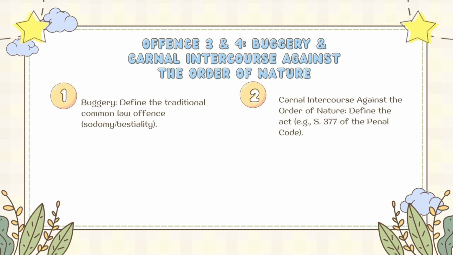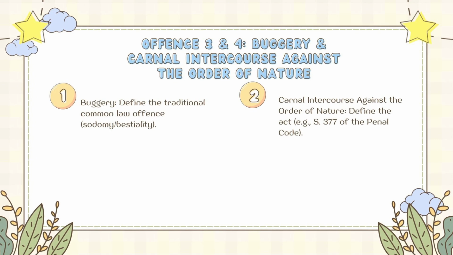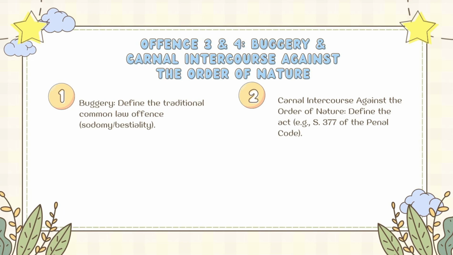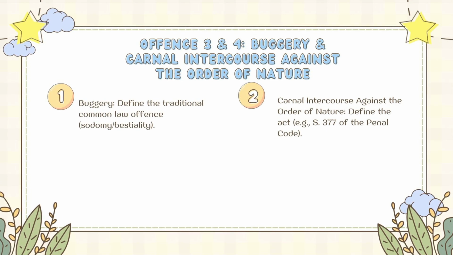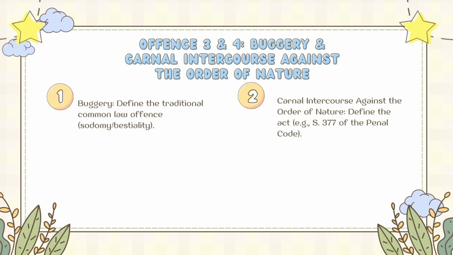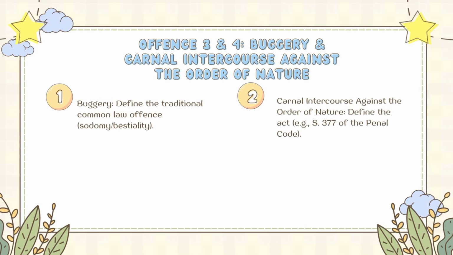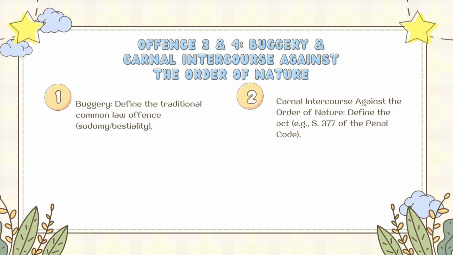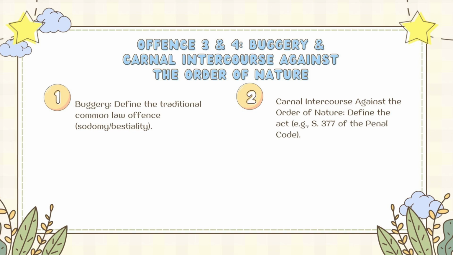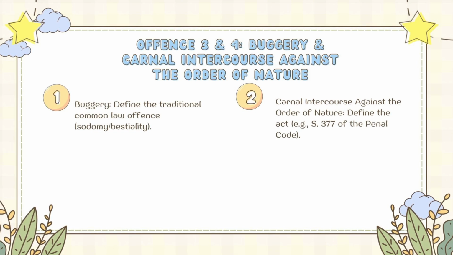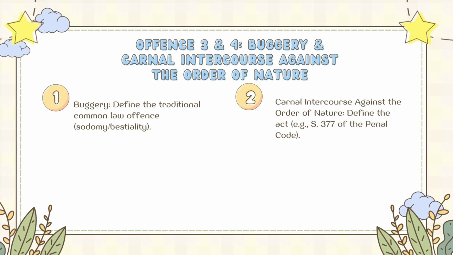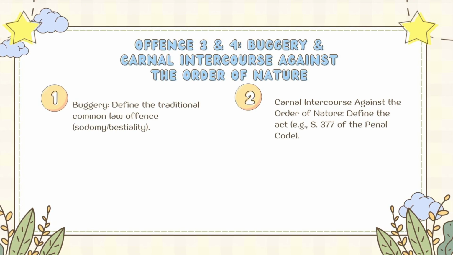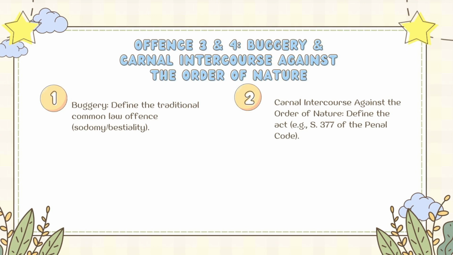Now, I'll move on to offence 3 and offence 4, which are buggery and carnal intercourse against the order of nature. So first, buggery. Traditionally, buggery is a common law offence that refers to sexual acts considered unnatural, which historically included sodomy and bestiality. Under common law, this offence criminalized sexual acts that did not involve natural vaginal intercourse between a man and a woman. The key element of this offence is the nature of the act itself, rather than the consent. Even if consent was present, the act could still be considered unlawful under traditional interpretations.